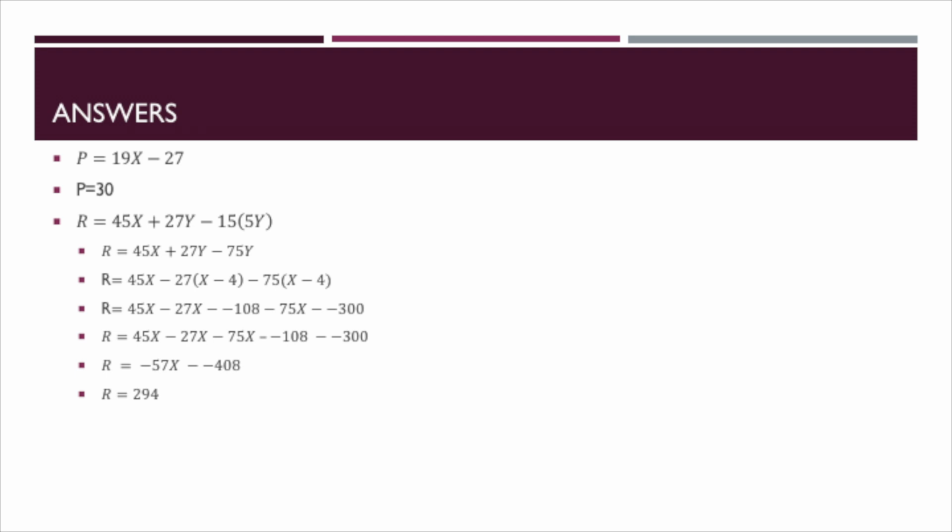Then we say r equals 45 minus 27 minus 75 is negative 57x, minus a negative 408. And then we want to solve for where x is 2, so we take 2 times the negative 57, we get negative 114. And so we end up with r being 294.